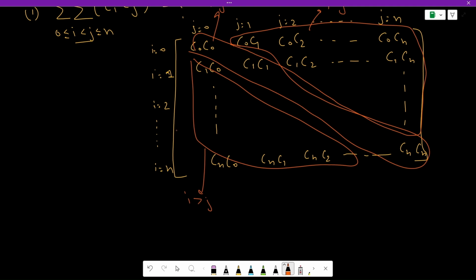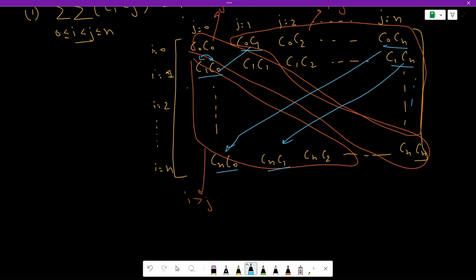Now if you observe, the lower triangle and the upper triangle are exactly similar, as you can see, this is C1 C0 and this is C0 C1. They are just swapped. Here also this is Cn C0 and this is C0 Cn. This is Cn C1, this will be C1 Cn. So these are exactly the same, and similarly all of the terms in the upper and lower triangle will be exactly the same.